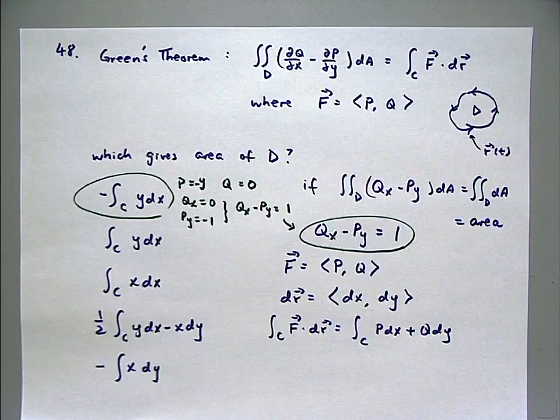Number 18 says, for the function f of x, y is equal to x squared y, find the unit vector u for which the directional derivative at the point 2, 3 is 0.